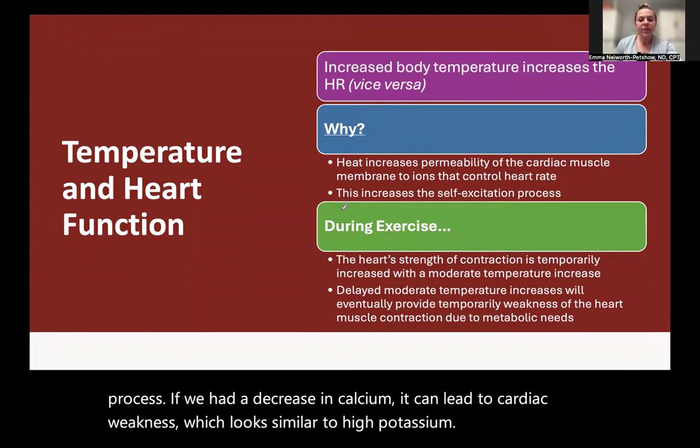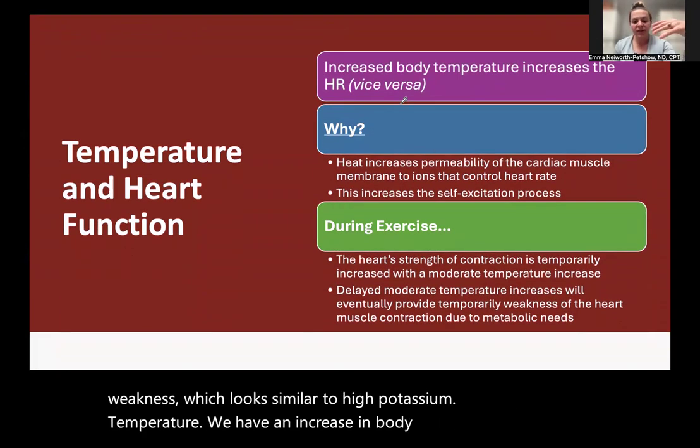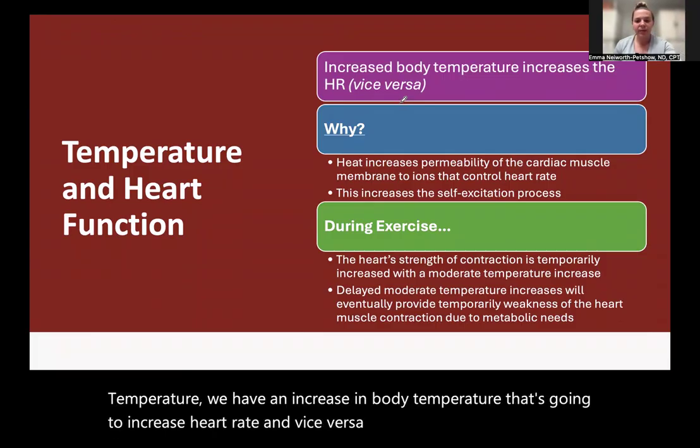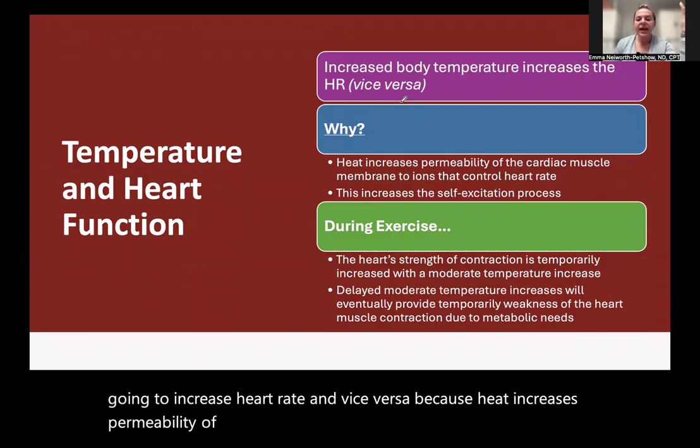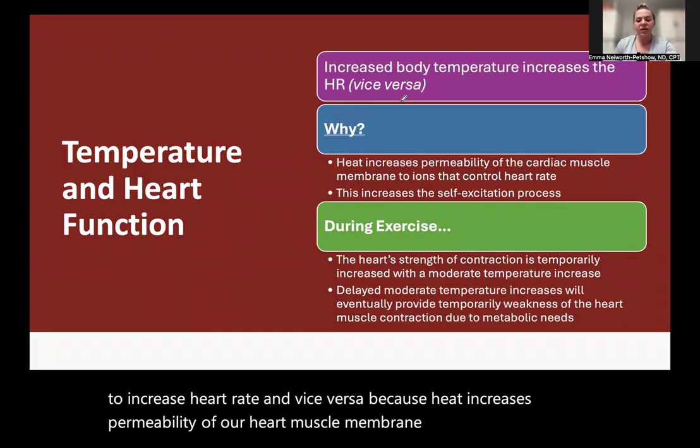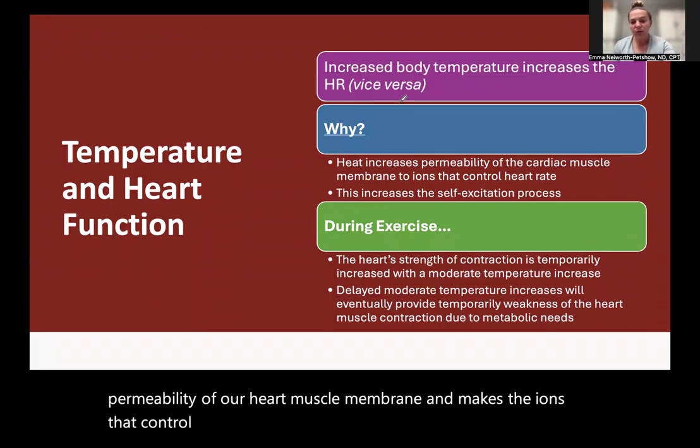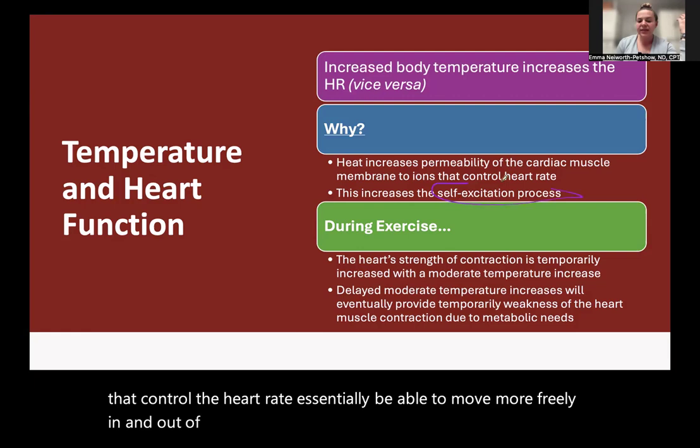Temperature: when we have an increase in body temperature, that's going to increase heart rate, and vice versa, because heat increases permeability of our heart muscle membrane and makes the ions that control the heart rate essentially be able to move more freely in and out of spaces, which increases the self-excitation process seen from the conduction system.